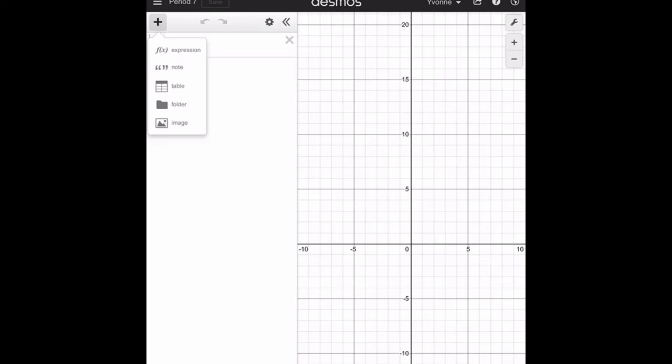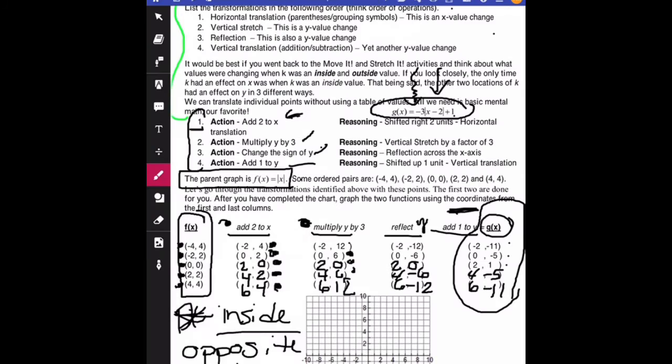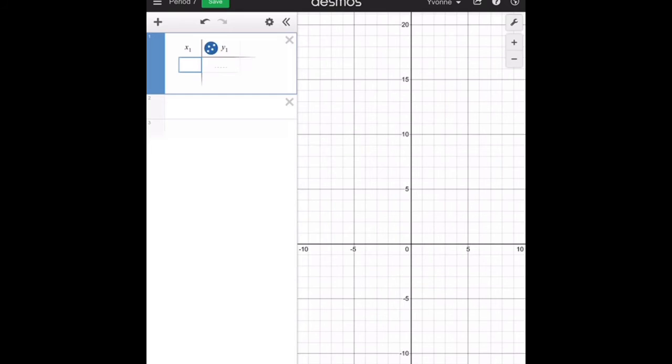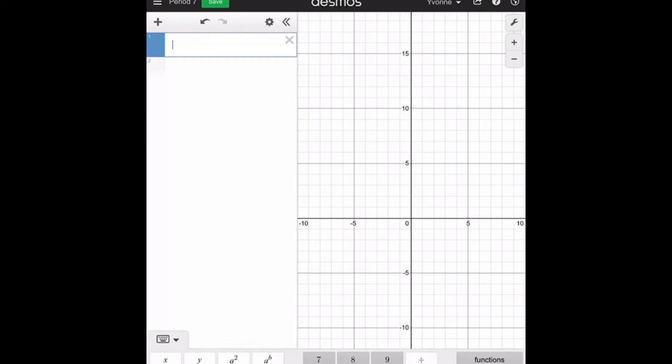The plus sign, you could take the plus sign and add a table. So for our last assignment, we could go ahead and put those tables in and see them plotted on Desmos. You can also go in and add functions. You can put in as many functions as you want. Just keep hitting the enter button. I've done like 20 on one graph, so I know you can do a lot. You can also hit the plus sign to add an image.